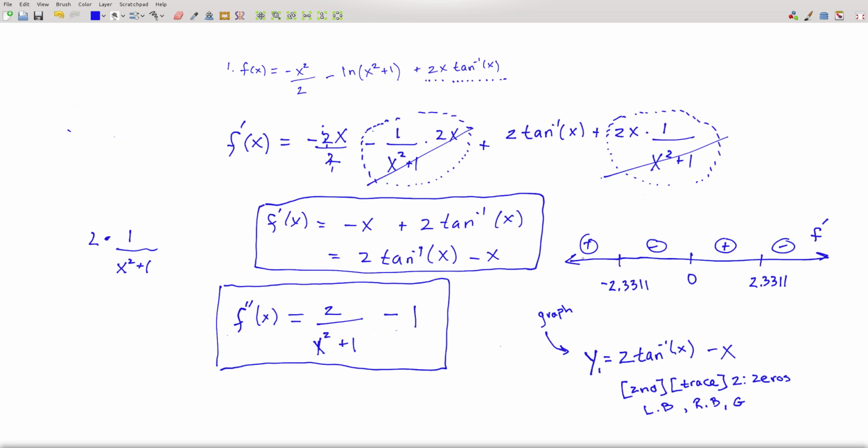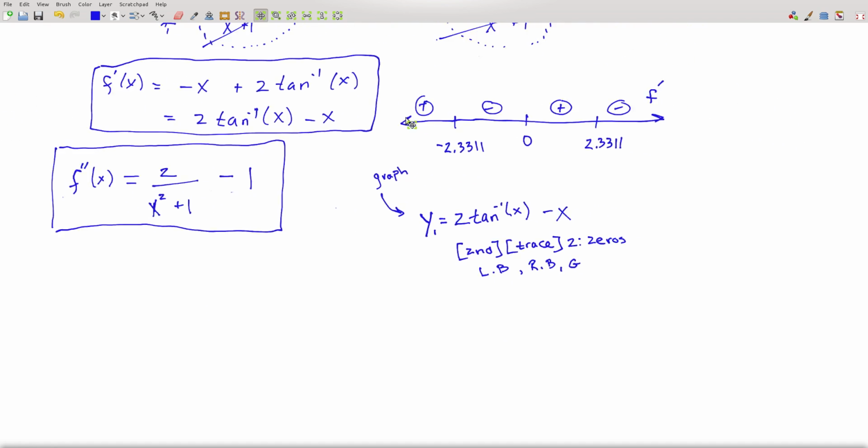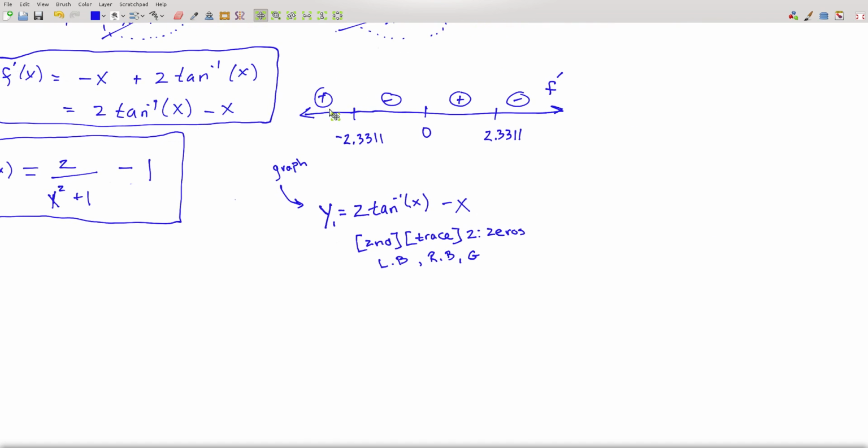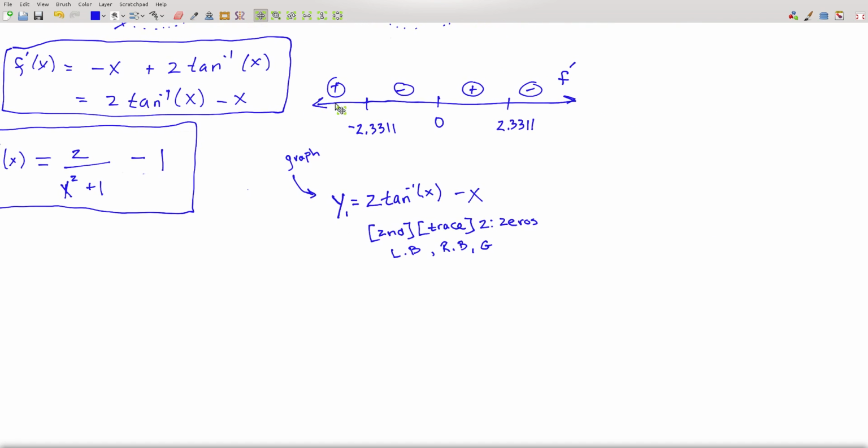I can use this to answer a lot of good questions. There's a lot of good questions that can be answered just by using this sign chart. In fact, that's exactly what I'm going to do right now. First of all, let's find the places where it's increasing and decreasing. So based on this sign chart, I can say the following things. I can say f is increasing. Now, this is the original function. See, this is not the derivative. This is the original function.